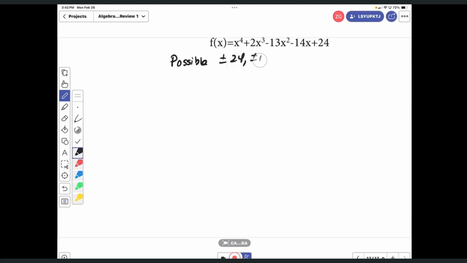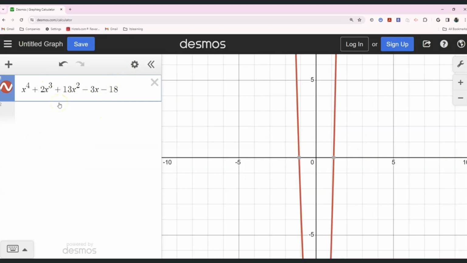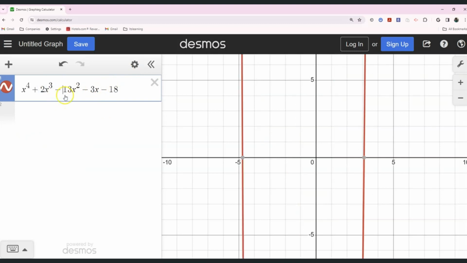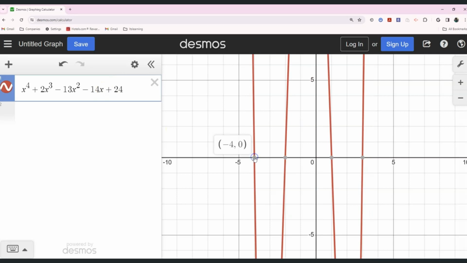For the next one, the possible zeros are plus or minus 24, plus or minus 12, plus or minus 6, plus or minus 4, plus or minus 2, plus or minus 1. You get the factors of 24, and then you divide by 1. But in this case, if we divide by 1, we're going to get back the same factors. We're going to do my shortcut. Go ahead and type this into Desmos. X to the 4th, we have 2x cubed, 14x squared, 14x, and 24. We found all the zeros.